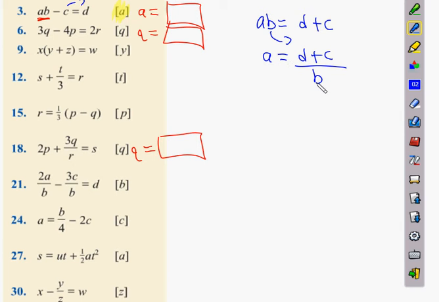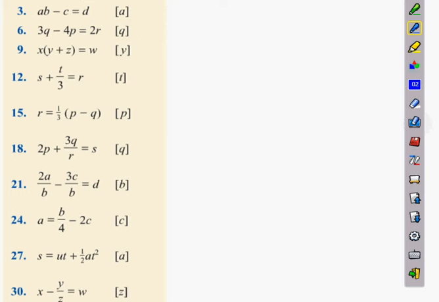Happy enough with that? Now, let's look at number 6 as another example. I want to get Q on its own. The number that's directly attached to the Q is the 3. The 3 is the last thing to leave. Bring 4P over the other side, and we get 2R plus 4P. Is everybody happy with that? Where does the 3 go? Underneath. 2R plus 4P all over 3. That's the basic one. They're easy.